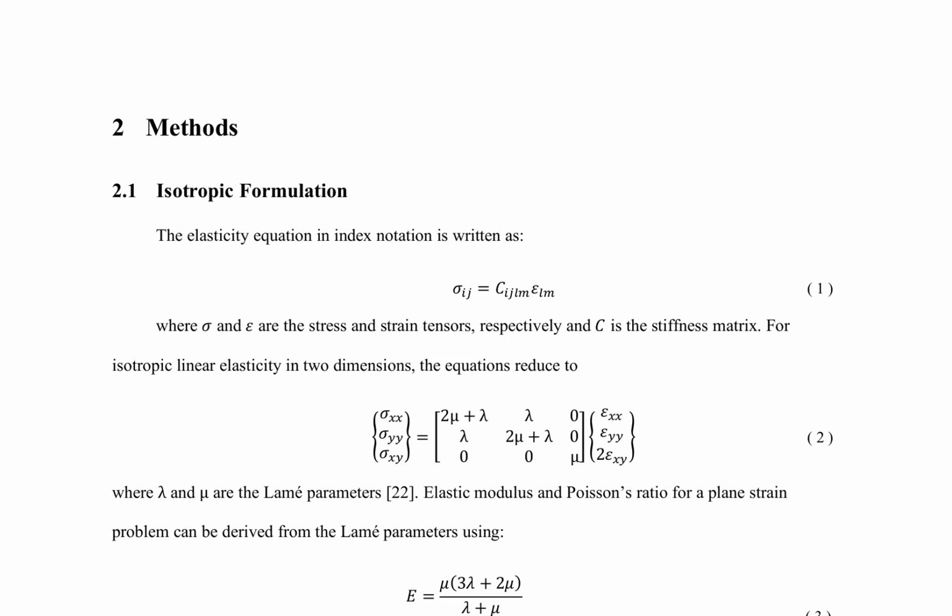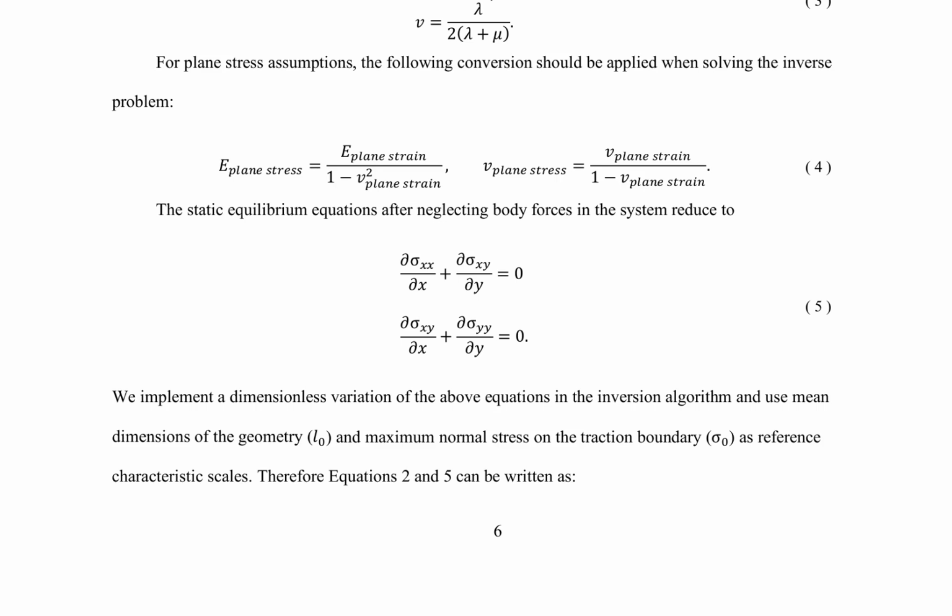The El-UNet architecture is detailed, including its encoder-decoder network with 5 levels, increasing in number of channels from 64 to 1024. The network outputs enter physical and boundary mean squared error loss equations, and the Adam optimizer updates the network parameters. The elasticity equation is formulated in index notation and reduced for isotropic linear elasticity in 2 dimensions. The Lamé parameters and their conversion to elastic modulus and Poisson's ratio are discussed. The static equilibrium equations are also presented, and their dimensionless variation is used in the inversion algorithm.